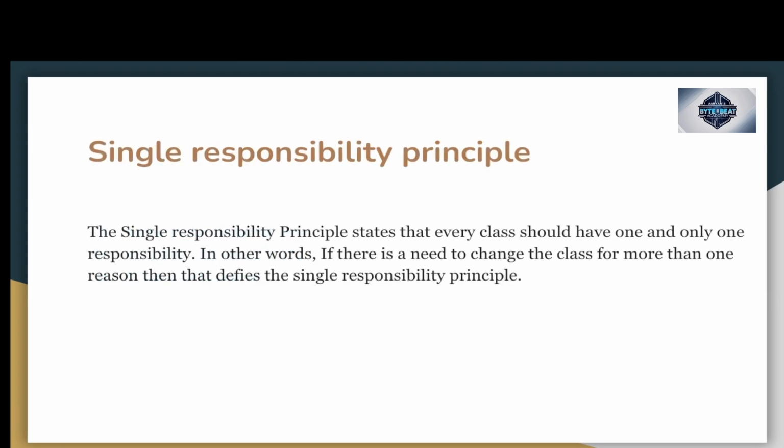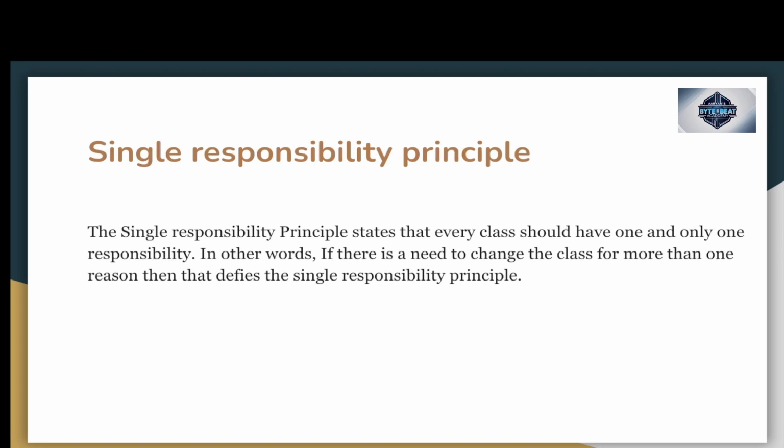Single Responsibility Principle, the first one. What actually is this principle? The Single Responsibility Principle states that every class should have one and only one responsibility. Or in other words, if there is a need to change the class for more than one reason, then that defies the Single Responsibility Principle. For example, if we have a database class that is responsible for database operations, then it should be used only for database operations. And if we have a print class, then it should be used for printing related tasks only.